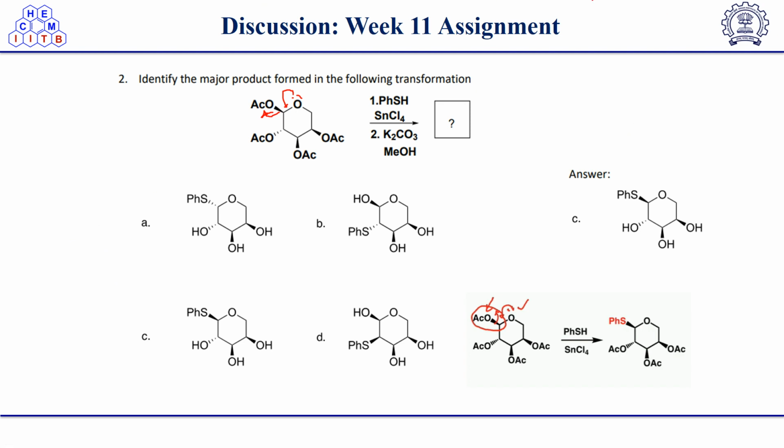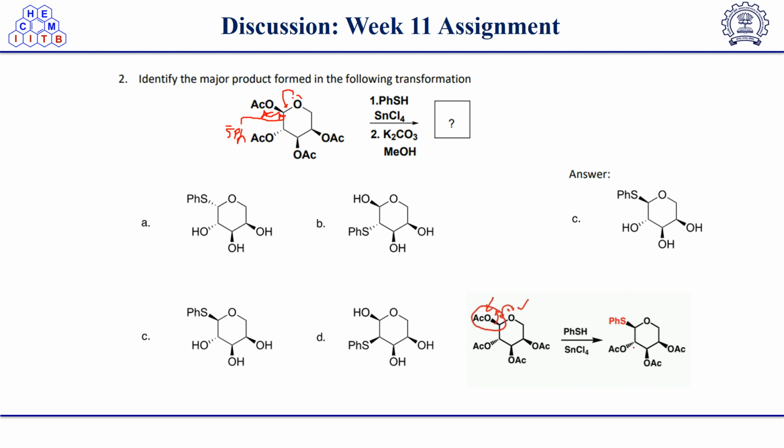will be attacking. Okay. So to this oxonium ion, this SPh minus will be attacking, and this oxonium ion will get neutralized. So it means that this acetyl group is replaced by SPh. So the first intermediate in the first step will be this corresponding product given here downside.